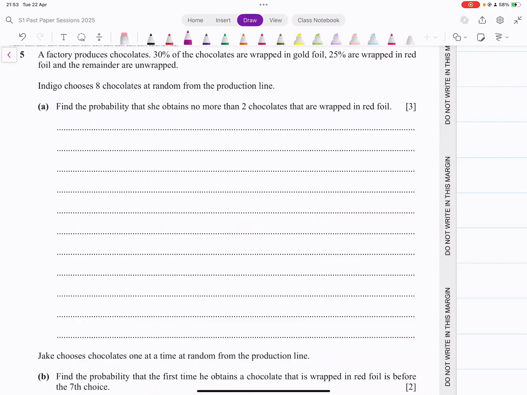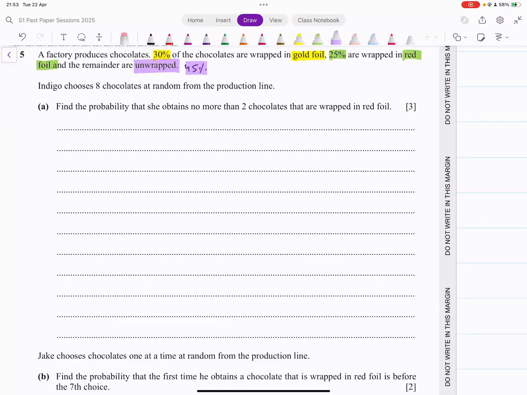Permutations, combinations. A factory produces chocolates. 30% of the chocolates are wrapped in gold foil. 25% are wrapped in red foil, and the remainder are unwrapped. Okay. 30% gold foil, 20% red foil, and then the remaining are unwrapped. What's the remaining? That will be 45%. Right, that's unwrapped.